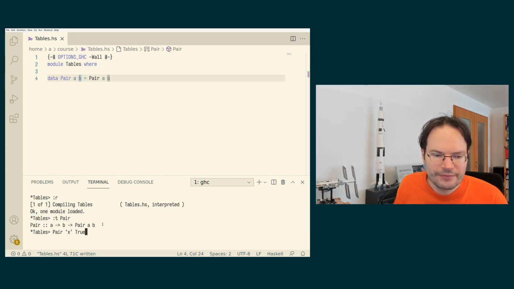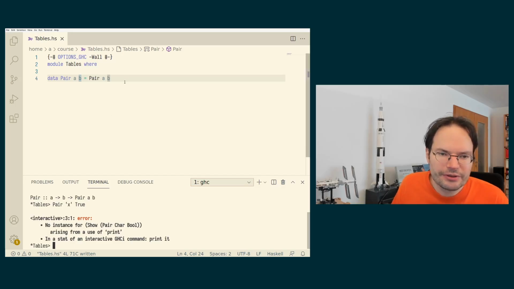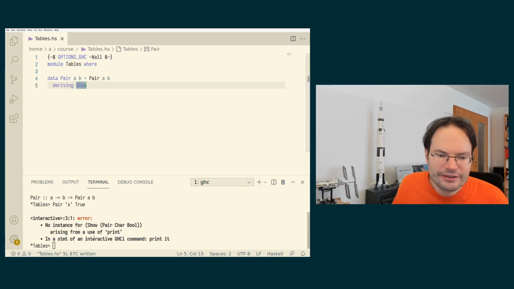Of course, if I'm now just hitting return here, I'm getting my typical error again that pair at the moment is not an instance of the show class. So it actually infers the type of the expression that I've written to be a pair of a character and a bool. And here the pair is the type pair, right? Because X is a character and true is a Boolean, but then it says that there is no show instance for this. But I can actually say deriving show as usual, and then it will actually work, right?